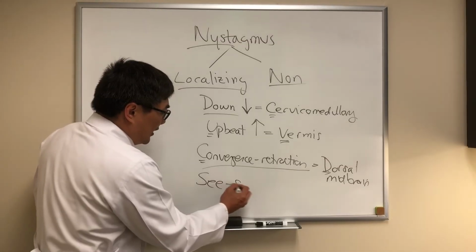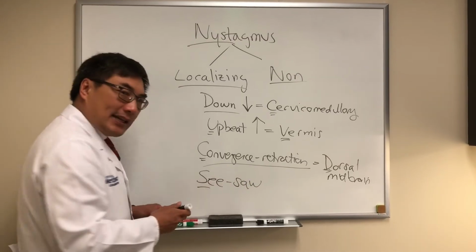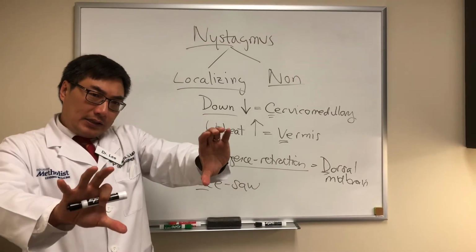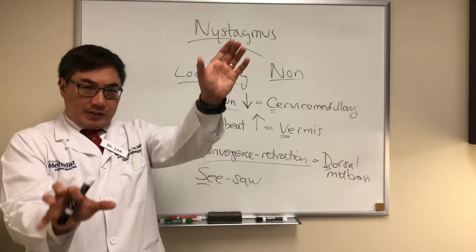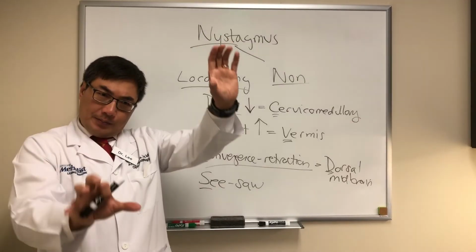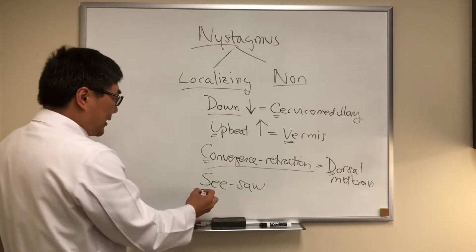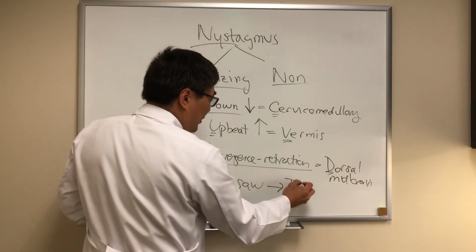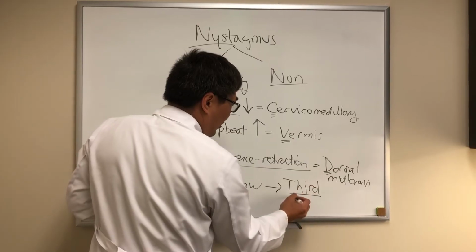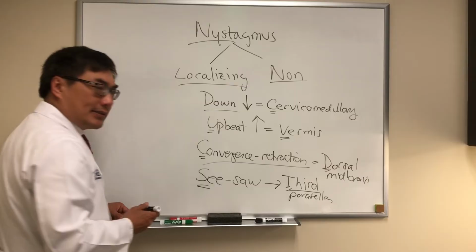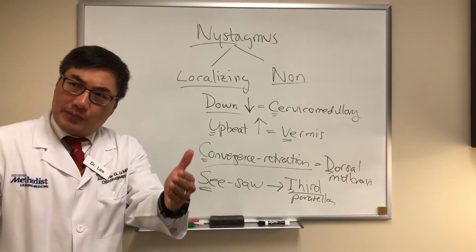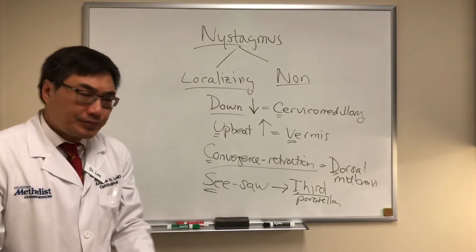Then we have seesaw nystagmus, which looks like a seesaw. So one eye is going up, and then there'll be a torsion, and the other eye is doing the exact opposite, so it's like a seesaw. This seesaw nystagmus, S, localizes to the third ventricular area, or the parasellar region. Seesaw, S, third ventricular parasellar region, T.